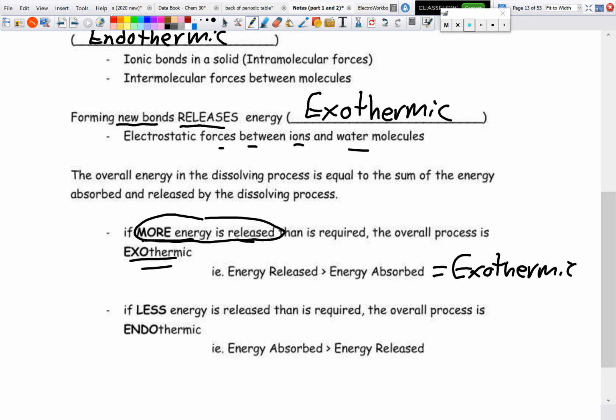it will be exothermic. However, if less energy is released than is required, or more energy is absorbed, it's going to be endothermic. So if energy absorbed is greater than energy released, we're going to have an endothermic process. So just moving forward, make sure you understand the difference between endothermic and exothermic. If it's exothermic, more energy is released. Endothermic, more energy is absorbed.